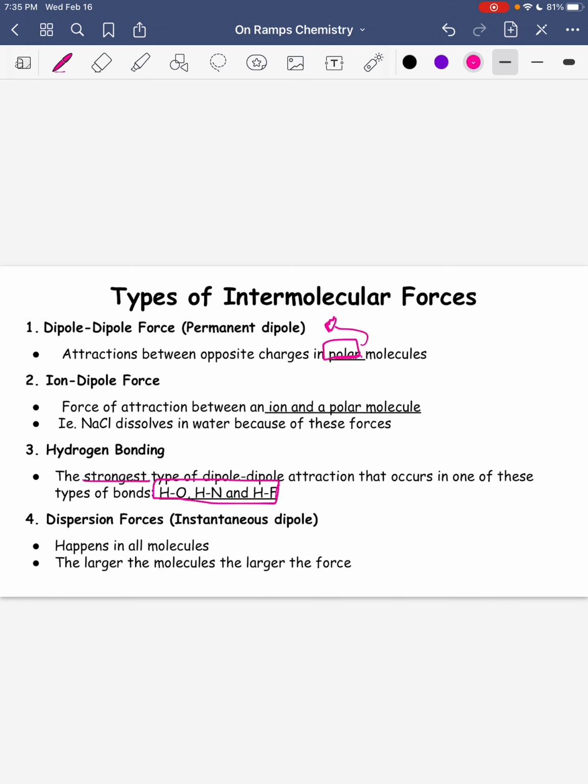So dispersion forces, this is called instantaneous dipole. This means that the dipole happens for a second. So this is going to be all molecules that dispersion forces will happen in. And the larger the molecule, the larger the dispersion force.